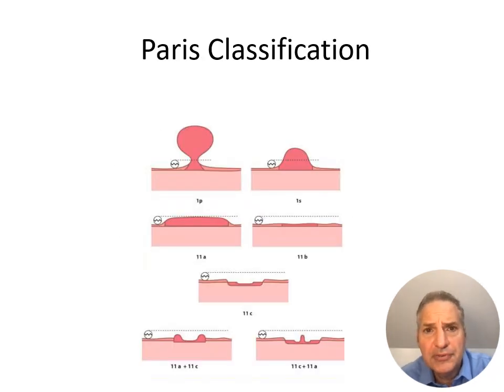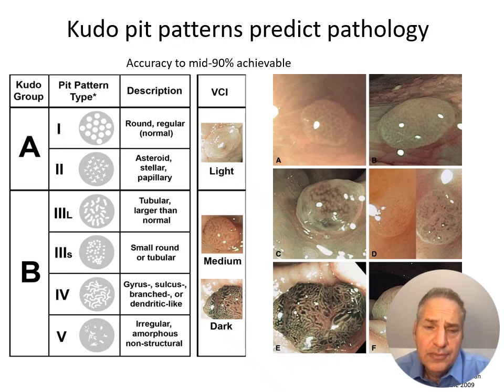The Paris classification defines the shape of the polyp as being polypoid, slightly raised, sessile, flat, or depressed. The Kudo pit pattern can differentiate the histology of polyps between hyperplastic polyps and those that are adenomatous. Hyperplastic polyps tend to have a smooth surface and very circular, regular pits, and adenomas tend to have more of a brain-like pattern on the surface.